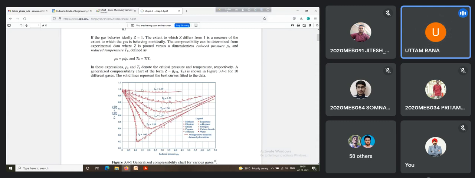Isn't it? From this graph, can you see this graph? Yes or no? Yes, yes. So here you can see when the reduced pressure is 2, the reduced temperature is close to 2. For any pressure, you can say the gas may behave as an ideal gas with very small error, because the Z value is not much deviating from 1. Compressibility factor is not much deviating from 1.